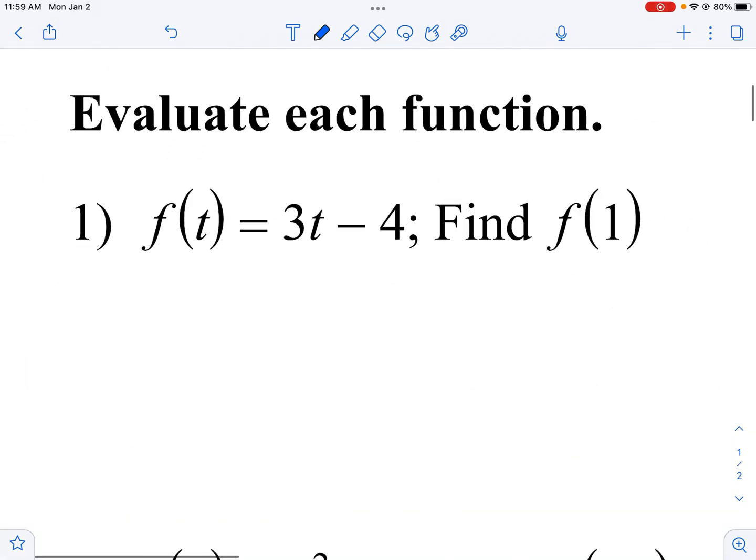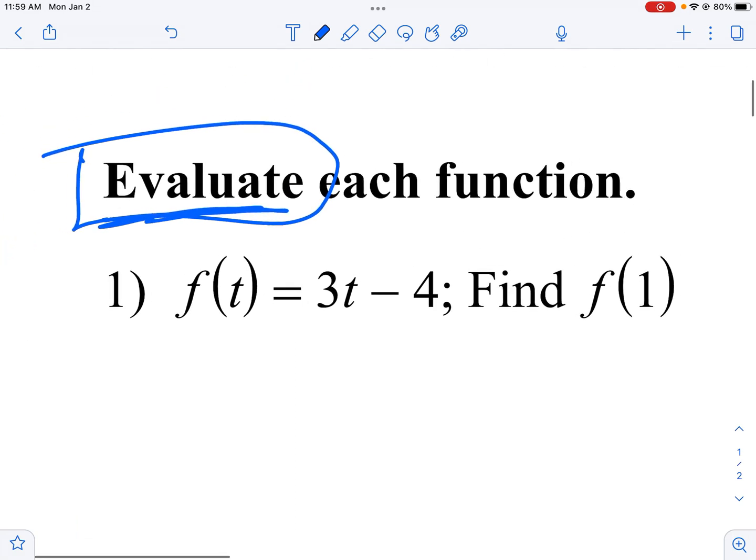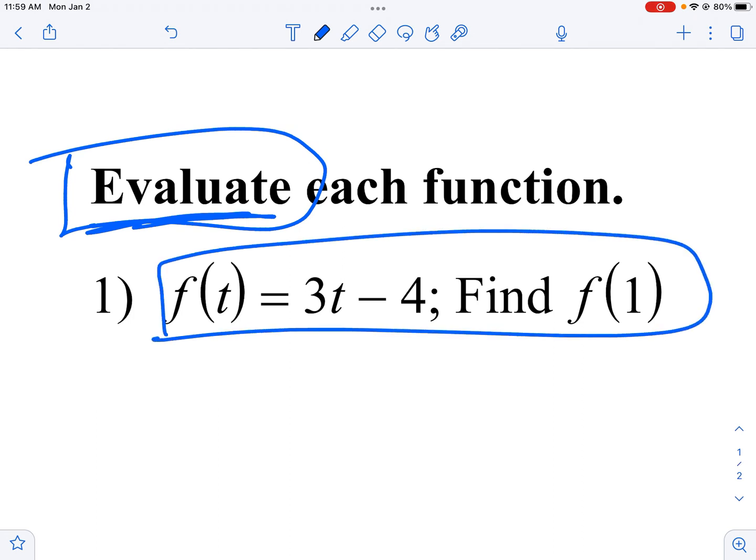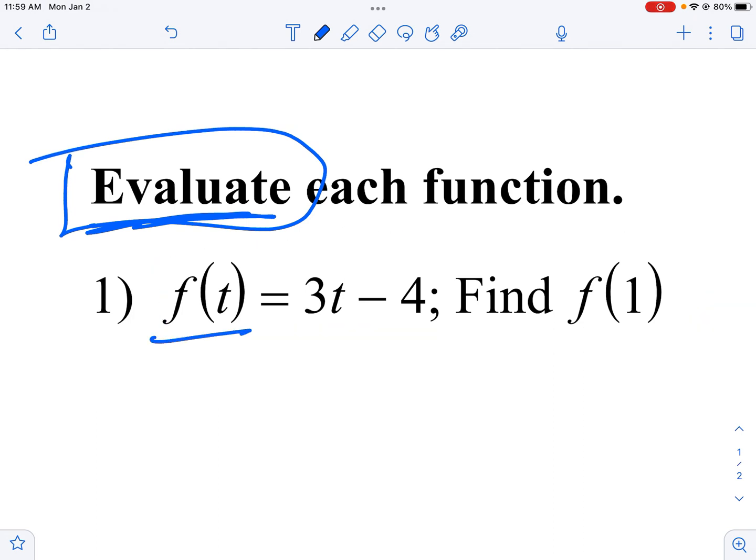Let's dive right in. It's telling you to evaluate each function. So to evaluate means to plug a number into the function, to plug something into the function. And so when you get a problem like this, number one here, it tells you f of t equals. This stuff tells you what to do with this number. The number in the parentheses is what number or thing you're plugging into the function, and then you simplify.